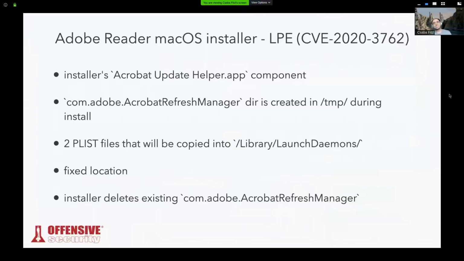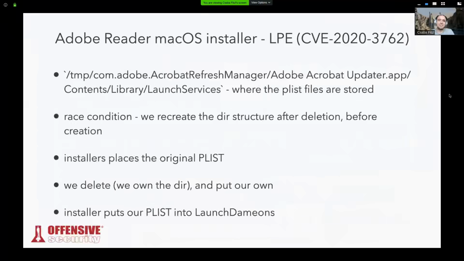The issue was that I created the directory and everything before the installation in the hope that the installer would move my files. But unfortunately, the installer deletes the folder if there is an existing one with that name. But you can do a race condition: you can recreate this directory structure after the deletion and before the installer creates it. And actually, it's pretty easy to win this race condition.